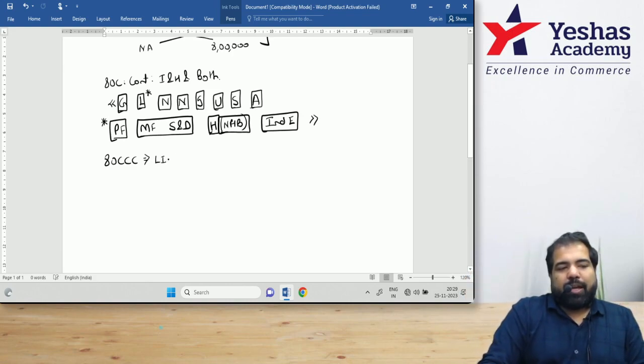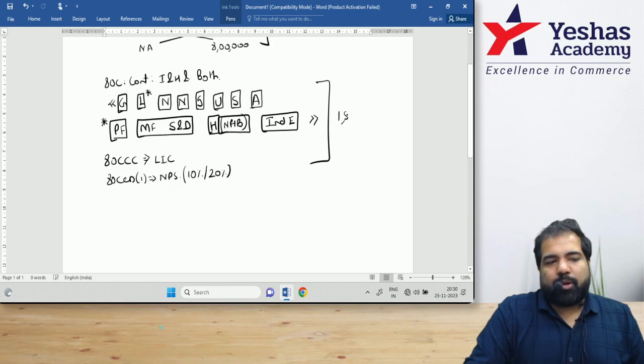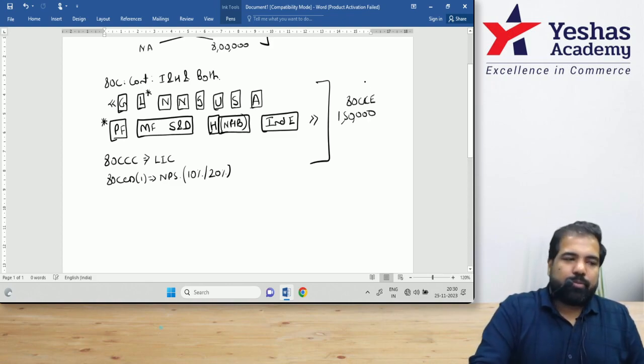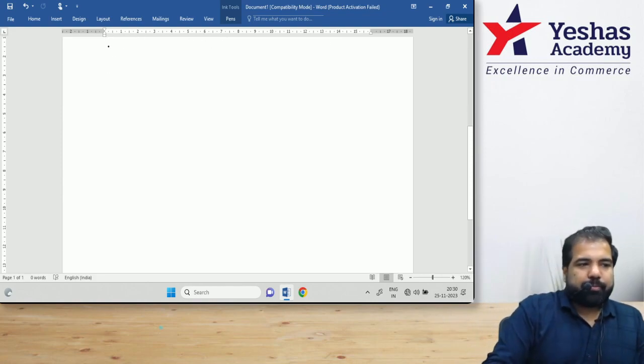CCC, LIC. Next is 80CCD(1), where you're contributing to the National Pension Scheme, but there's a limit of 10% of salary or 20% of GTI, an internal limit. Overall, this has an external limit under a section called 80CCE. Good job. 80CCD(2) and Agniveer in the amendment video.